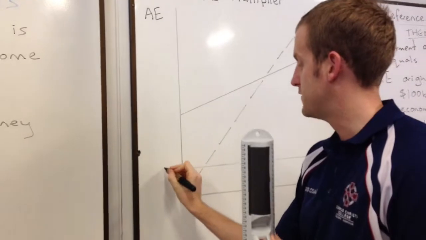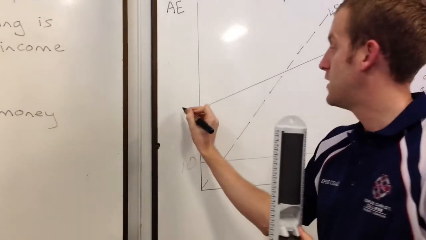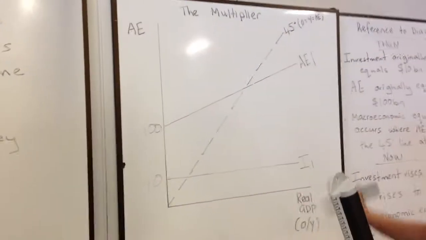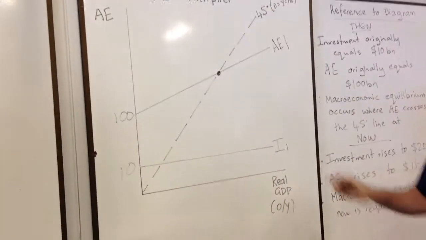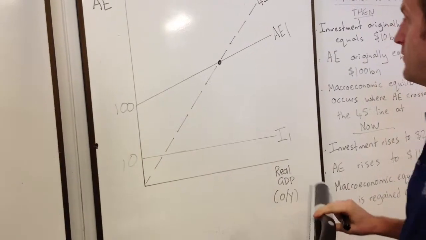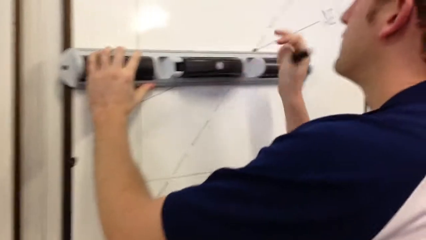We can add some figures here. Let's say that the original level of investment was 10. The original level of aggregate expenditure was 100. And this point here, where the 45-degree line crosses the aggregate expenditure line, is an important point on our diagram as well. That represents macroeconomic equilibrium. So we'll just go across from there.